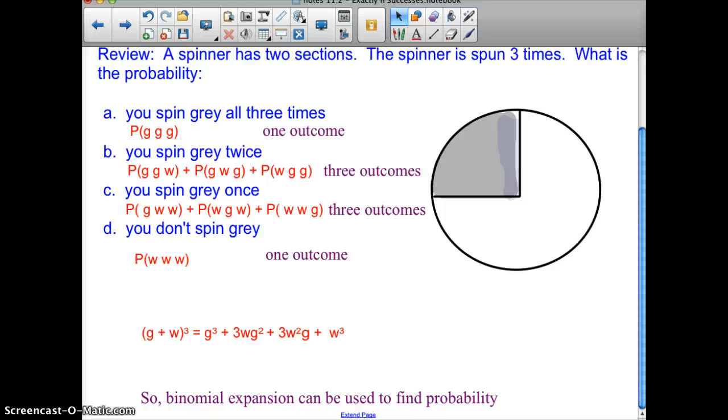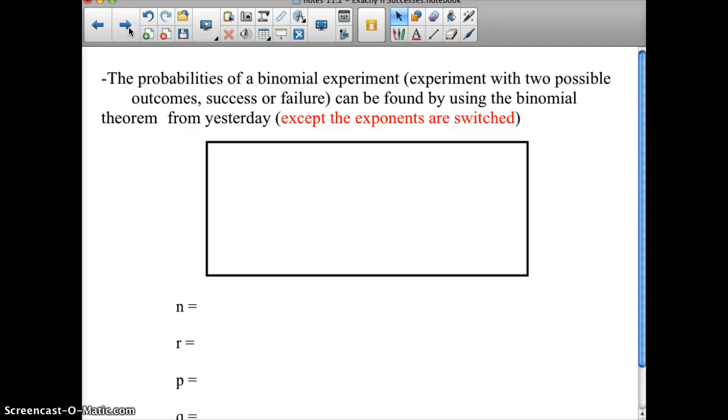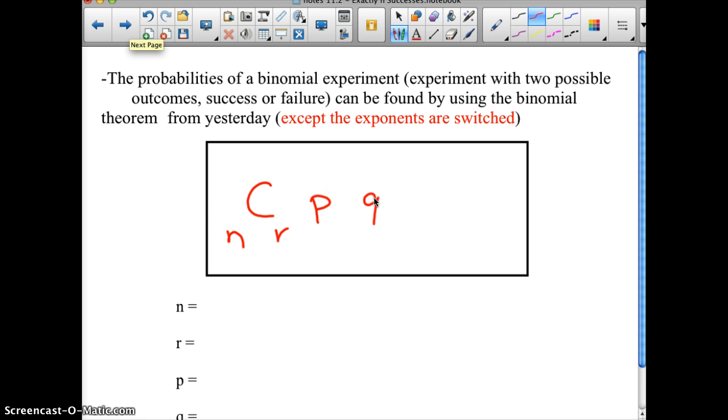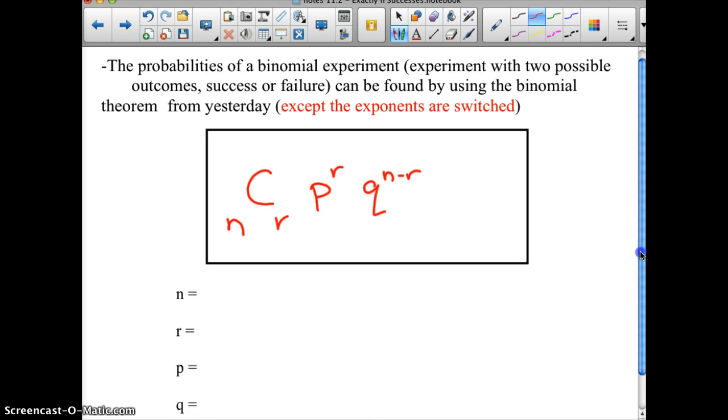All right? So we still have to define some things. The probabilities of a binomial experiment, that's an experiment with 2 possible outcomes, success or failure, can be found by using the binomial theorem from yesterday. Except the exponents are switched. Okay, so it's going to look like nCr, and I'm going to have p and q here, but instead of q being to the r power, the p is going to be to the r power, and then the q is going to be the n minus r. All right? We're going to switch those around.